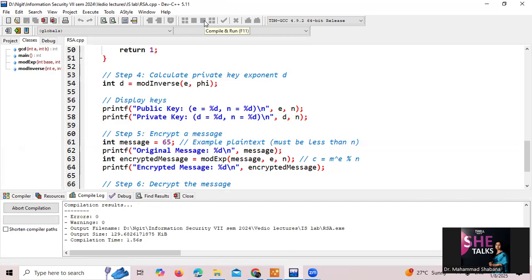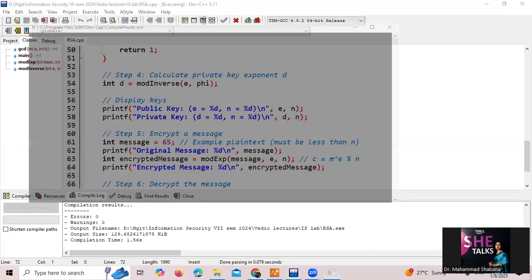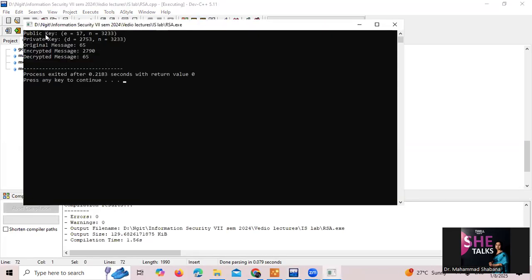So this is the output we are getting after running this program. The public key is E comma N, E value 17 and N value 3233. And the private key is D is equal to 2753 and N is equal to 3233. The original message is 65. After encryption, the ciphertext C is equal to M power E mod N. We are getting 2790.